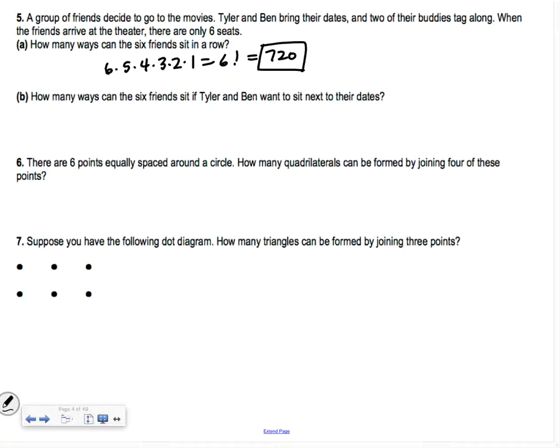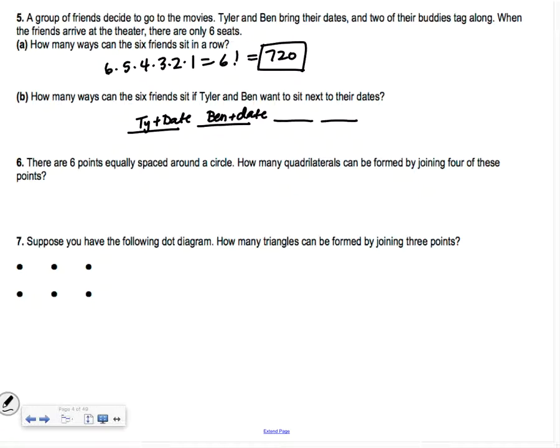So what would we do then? 4? No. Yeah, it's kind of 4 factorial. So basically, Tyler and his date. Who's the date? I don't know. Some lucky woman. Okay, so then they have 2 friends, right? Friend 1, friend 2.